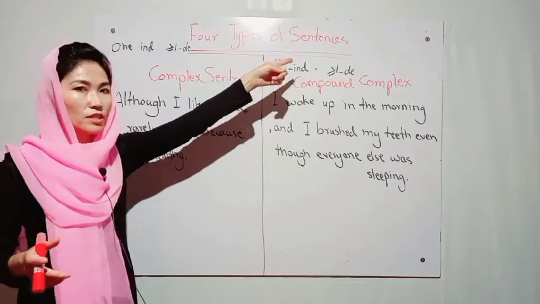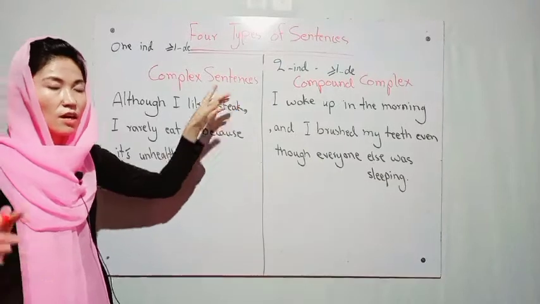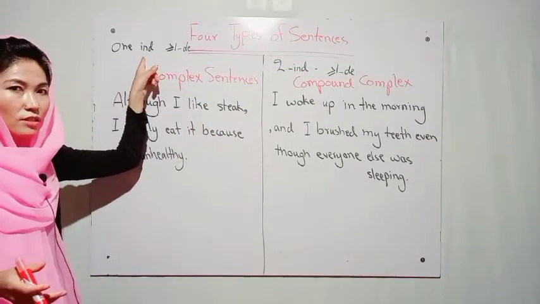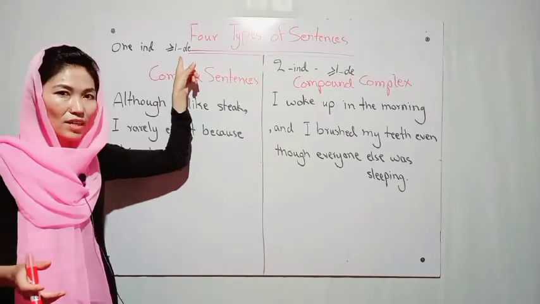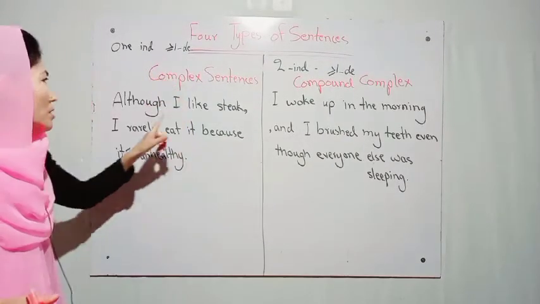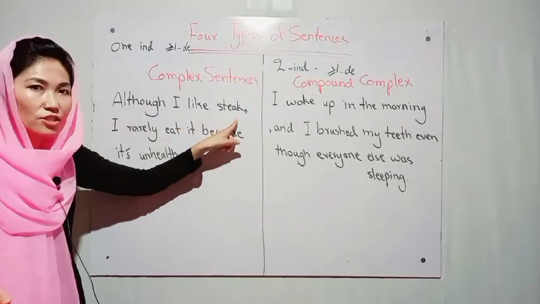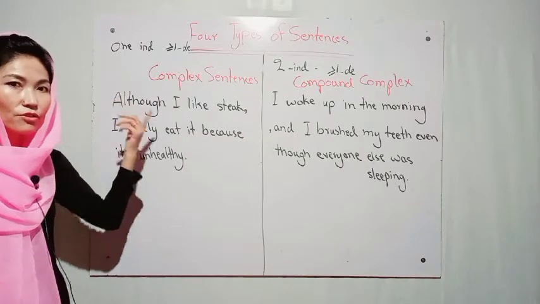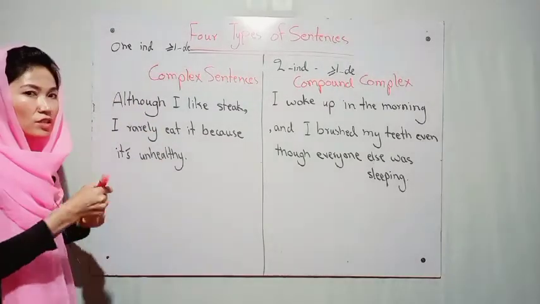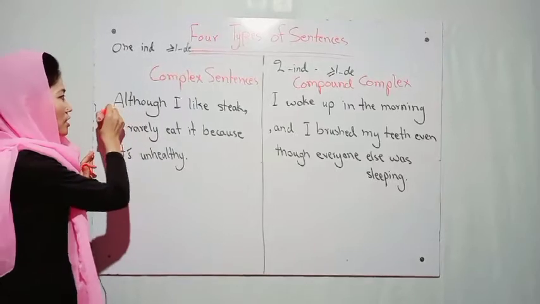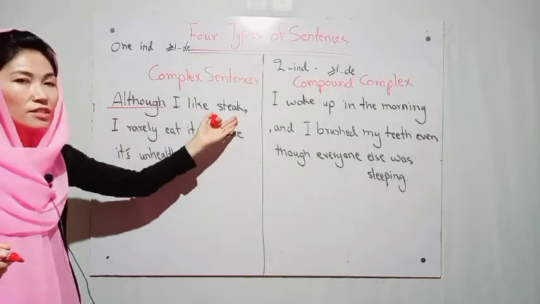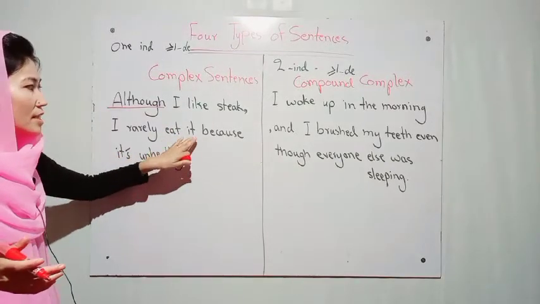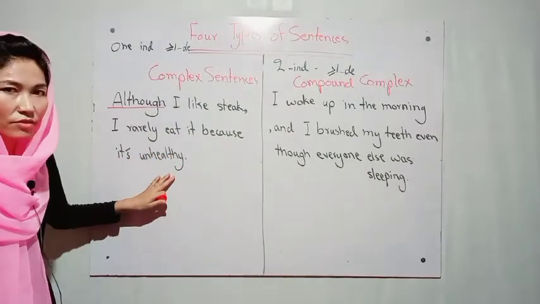The third type of sentences is complex sentences. Complex sentences are made of 1 independent clause and 1 or more dependent clauses. Example: although I like steak. This is the dependent clause, starting with although, and although is used for contrast ideas. Although is the conjunction here. Although I like steak, I rarely eat it because it's unhealthy.